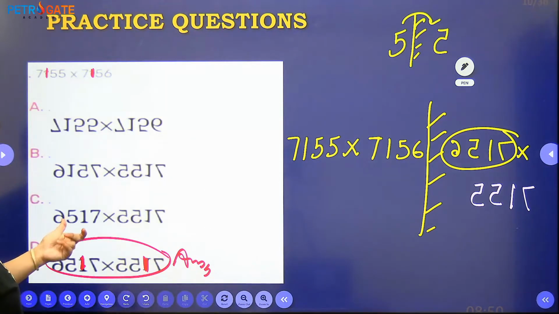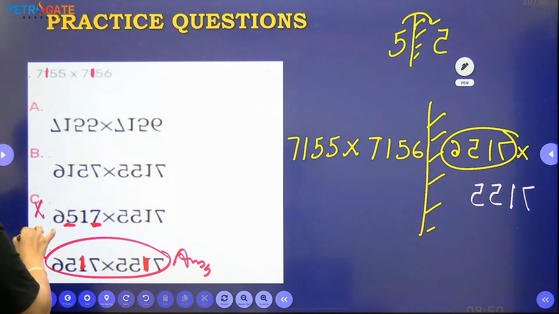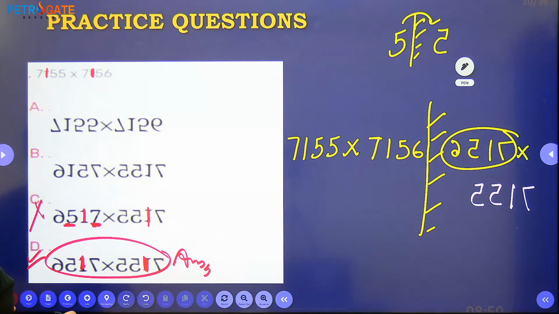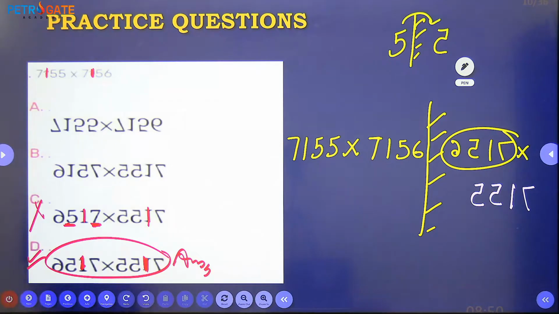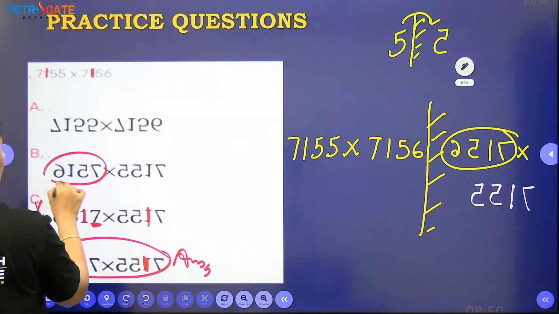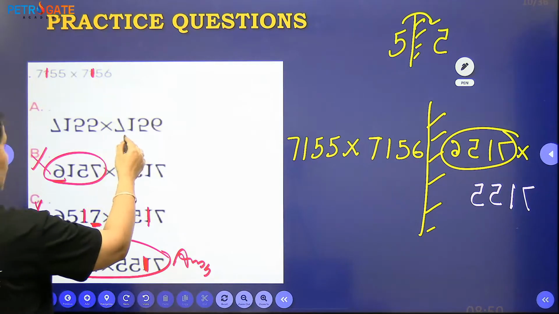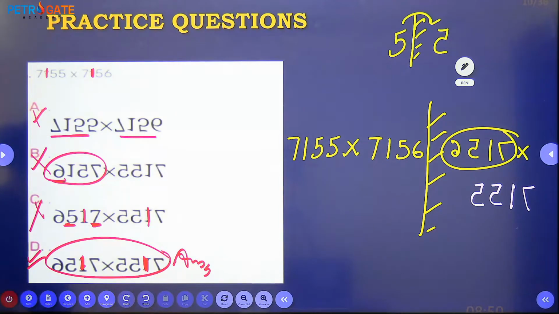When we see option number C here, just check it out. Here these two numbers are written as they are, so it cannot be the answer. Whether we go for 1 as 1 only, it cannot be the answer. And when we go with this one, this is 7155, 7516. It's written as 7516 now, so it is also not possible. When we go for this one, it is also not possible because the number is wrongly written here. So this is the only option which we can see as right.